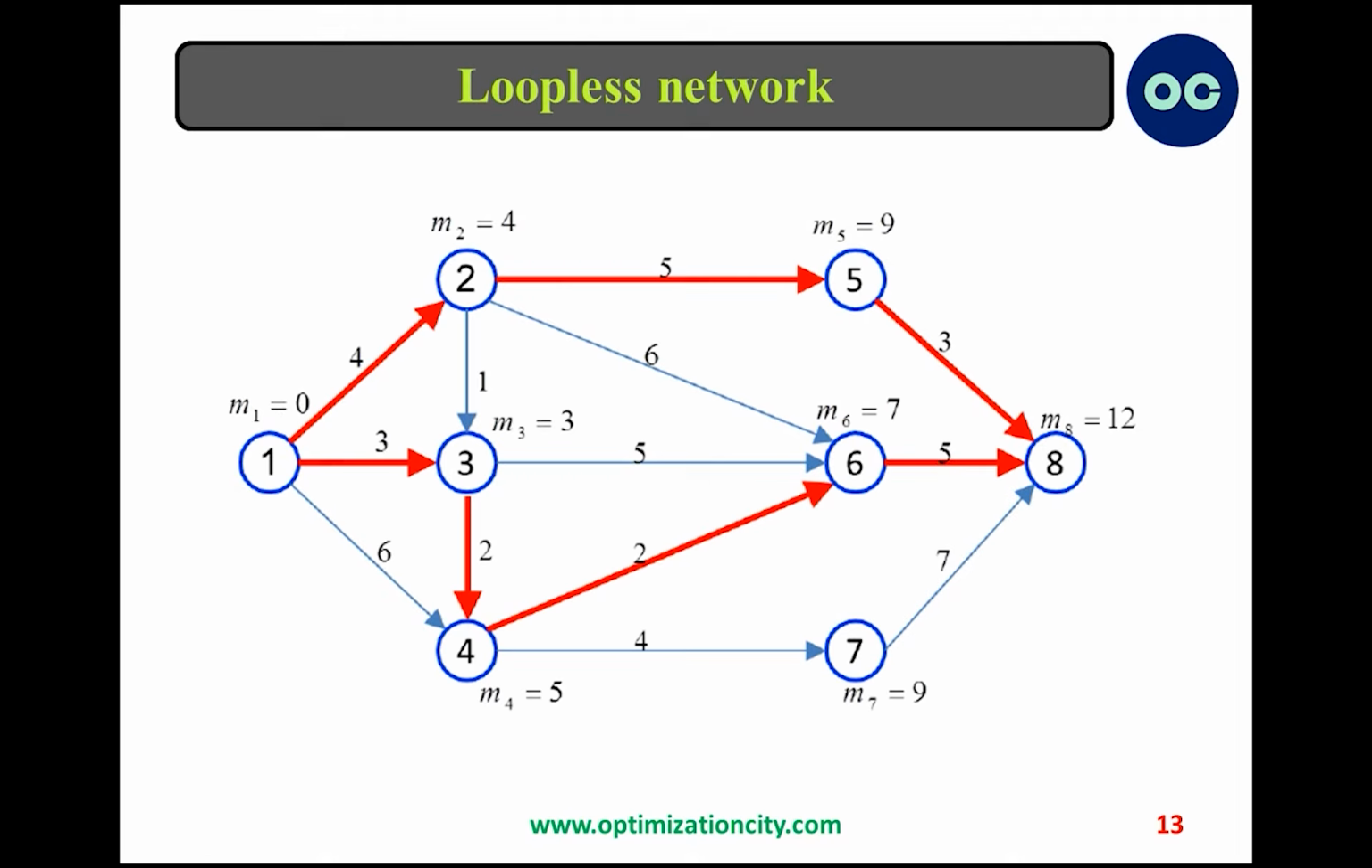We don't consider this path because it is not in the path. So if we find out that the arc 7, 8 is not on the shortest path, we do not consider this path. Okay, by this backtracking method, we can find the shortest path from 1 to 8.